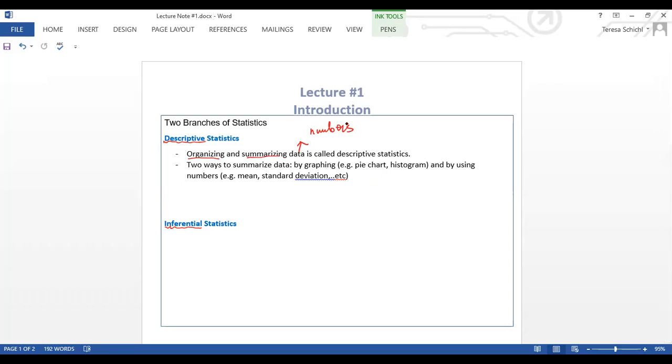So descriptive statistics says, let's organize and summarize the data to change those numbers into what we call information. Then we can use this information to help us make decisions and draw conclusions. Basically, after we collect the data, we organize and summarize it, changing a bunch of numbers into very useful information.